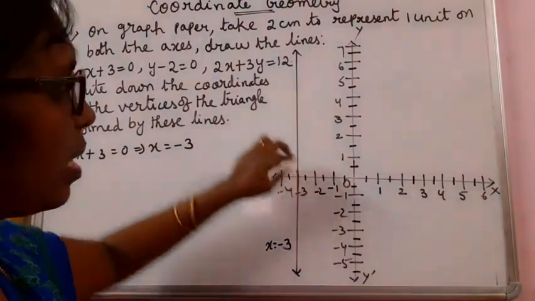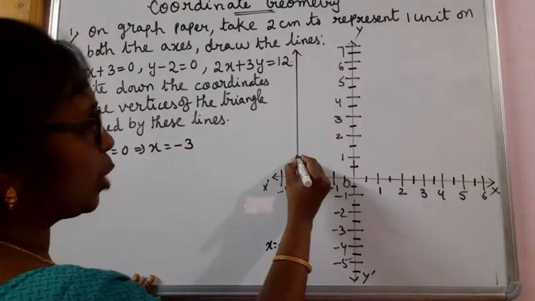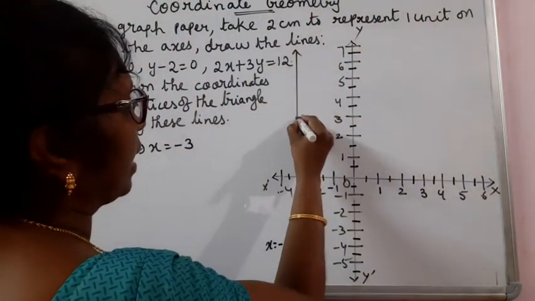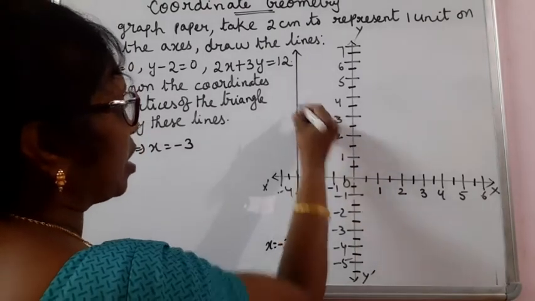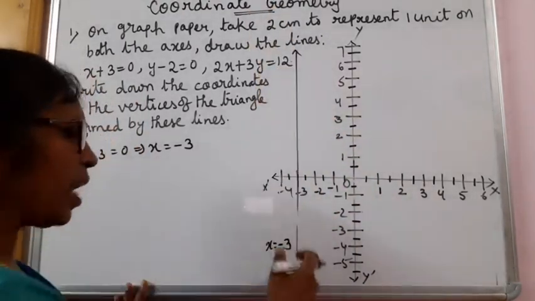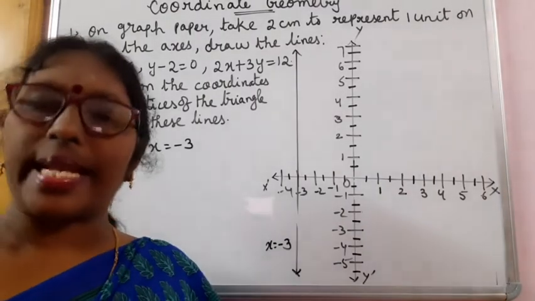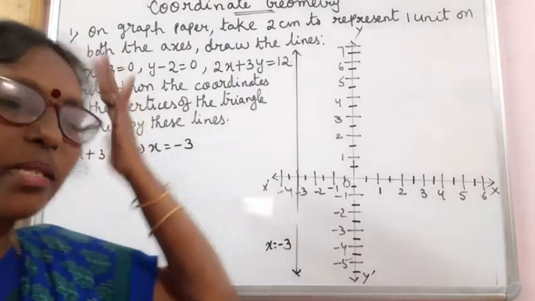See, any point you see here, this point is minus 3, 1. Take this, minus 3, 3. Take this, minus 3, 4. So for every point on this line, the x coordinate will be minus 3.